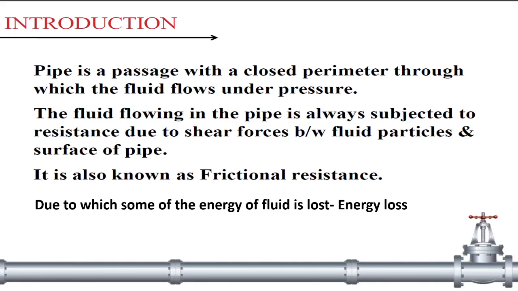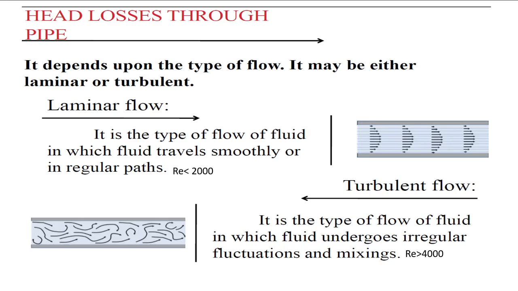So what is a pipe? A pipe is a passage with a closed perimeter through which the fluid flows under pressure. The fluid flowing in the pipe is always subjected to resistance due to shear forces between fluid particles and the surface of the pipe. This resistance is called frictional resistance, and due to this some of the energy of the fluid is lost, that is called energy loss.